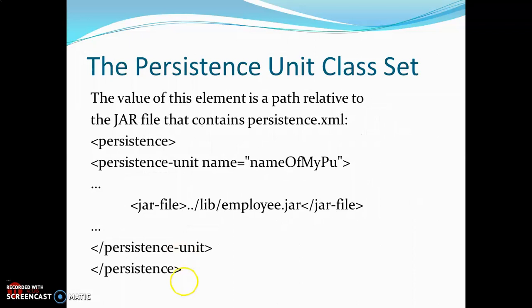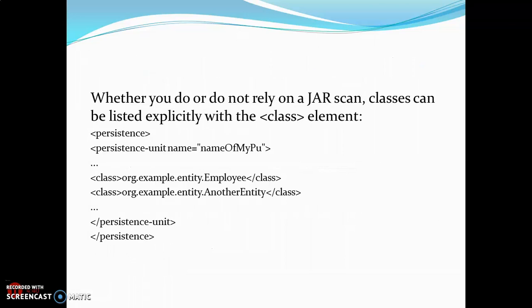So how does the class look? Here the persistence is the outer tag, and inside it we have a persistence unit name, that is the name of my persistence unit, and we have the jar file. We need to specify the jar file's path exactly. Here we are using the path /lib/employee.jar, giving the jar file name, and we close the persistence unit and persistence tags inside the persistence.xml for the persistence unit class set. Similarly, we are giving the entity name also.